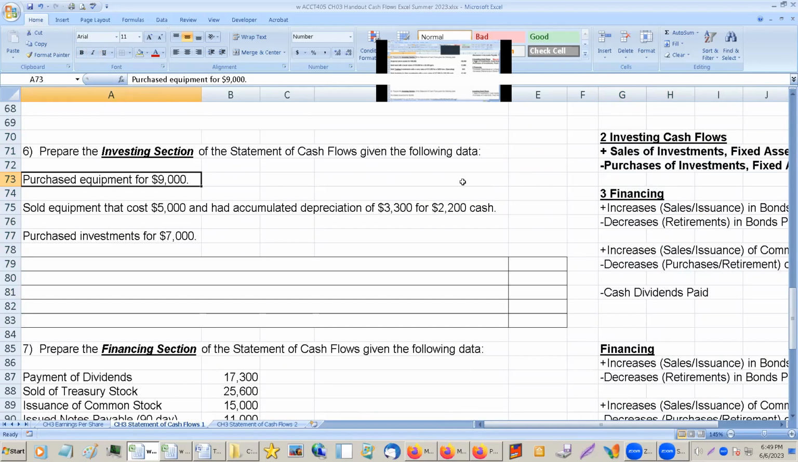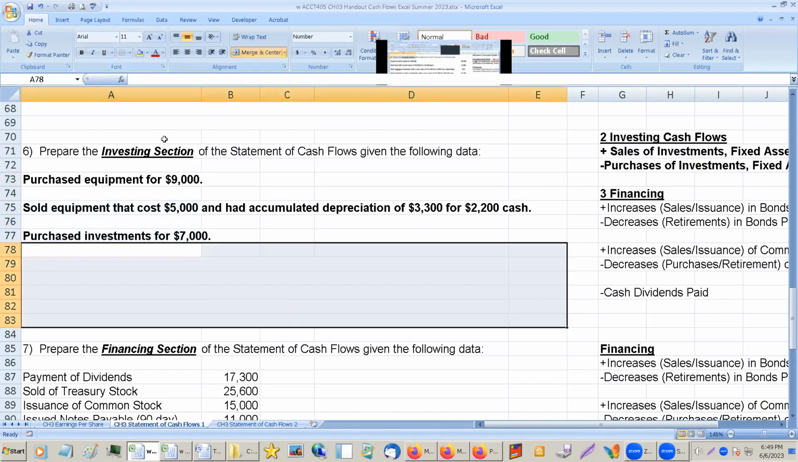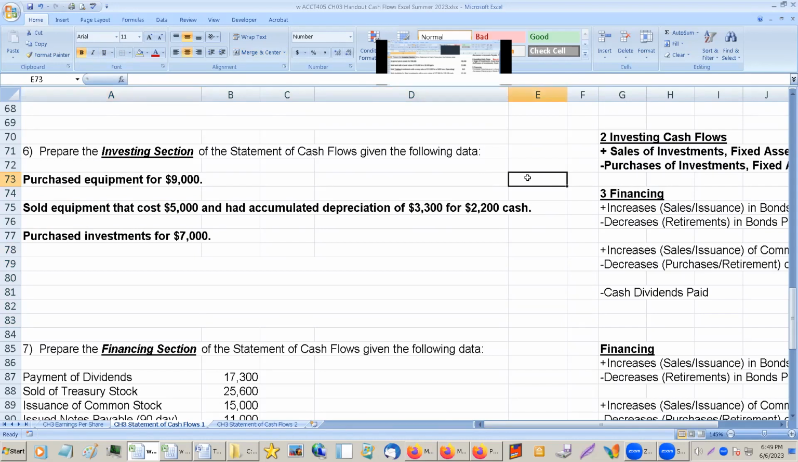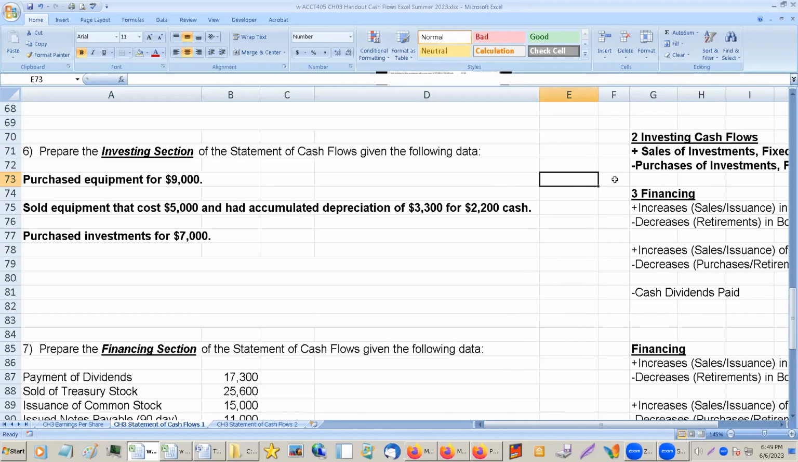Purchased equipment for 900. What happened to our cash, up or down? Yep. Good. So this will be cash going down, right? When you purchase something, your cash goes down.